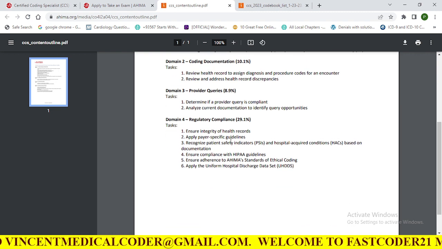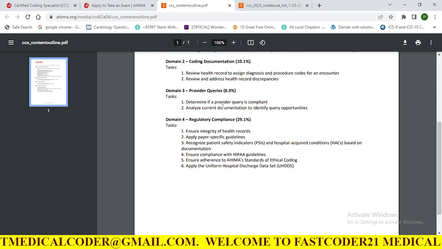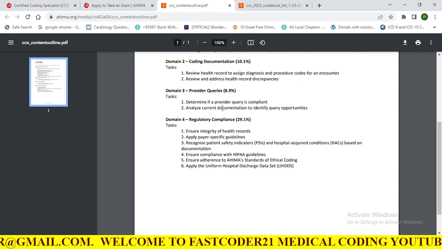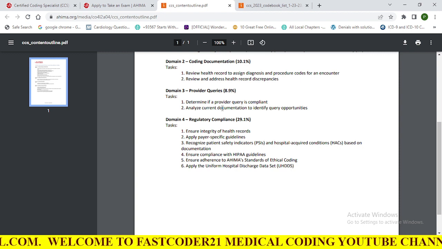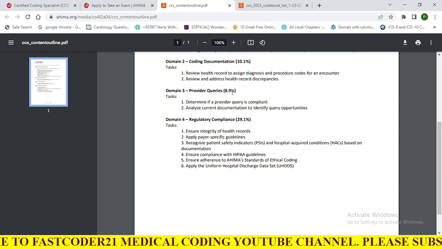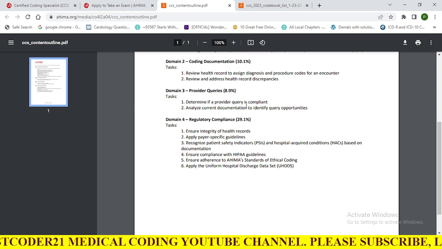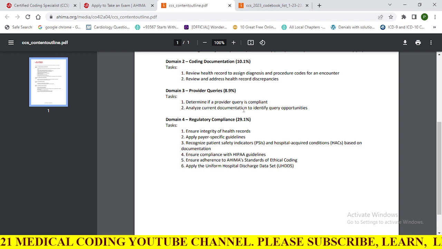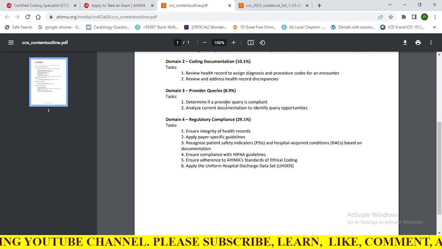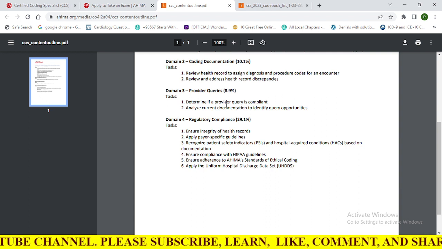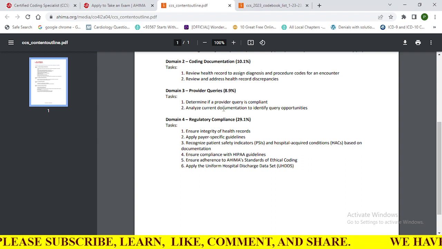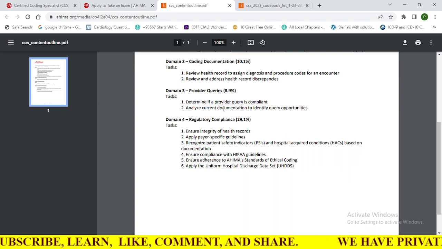If you take domain 3, here are provider queries. As all of us know, inpatient coding involves sending queries to the provider. So query formation is also a very important skill for an inpatient coder. Here it consists of 8.9%. Here you determine if a provider query is compliant and analyze current documentation to identify query opportunities. You need to understand and follow the standard provider query process, and you need to analyze whether a query is needed or not in the scenarios.